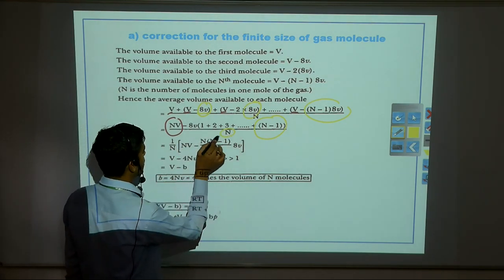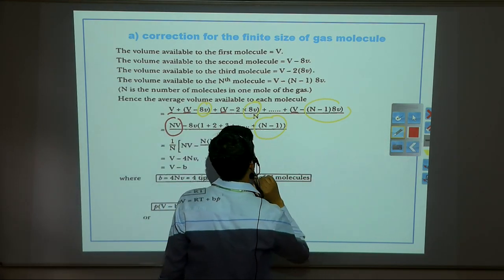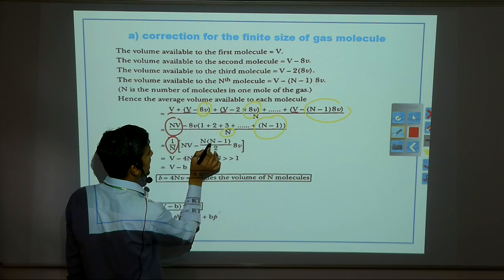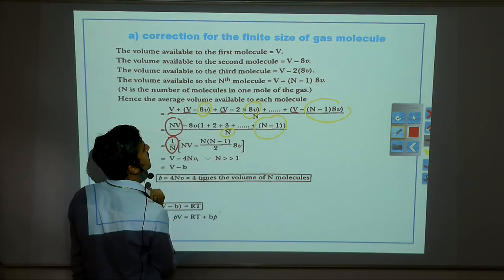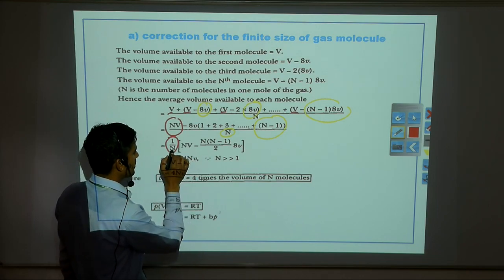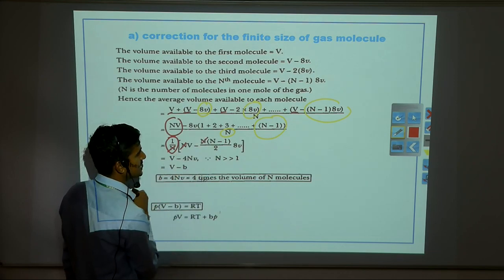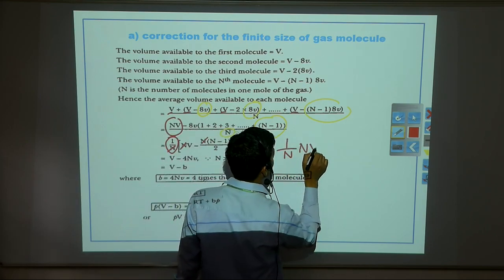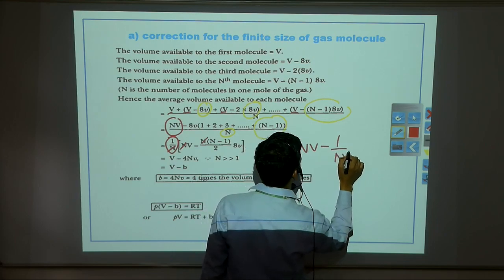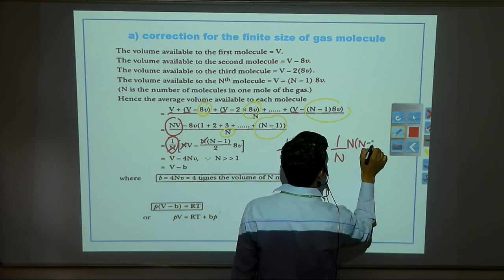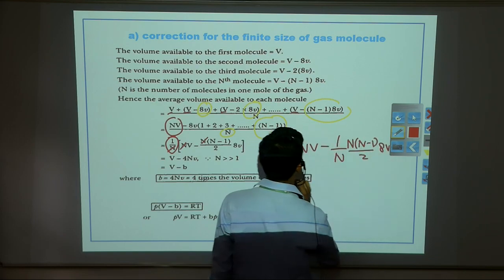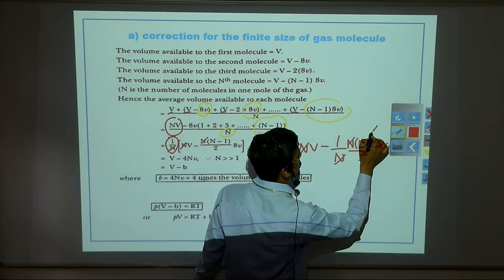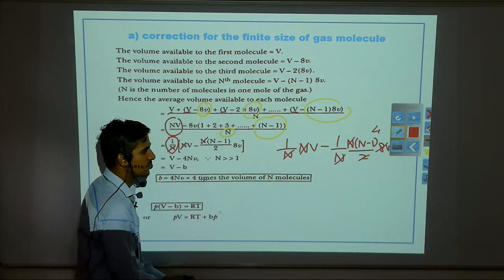Here take 1 upon n. So we get nV minus n into (n minus 1) divided by 2, into 8v. Multiply by n; n and n cancel. The remaining term is V minus 4 into v, where n into (n minus 1) divided by 2 into 8v divided by n gives 4 times (n minus 1) v.